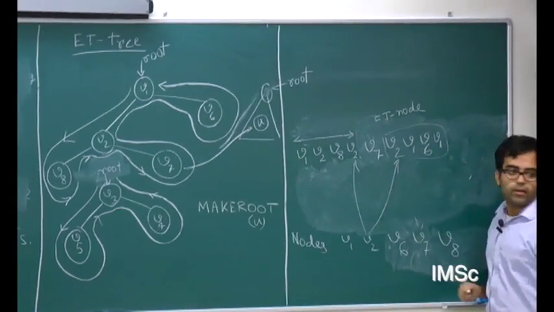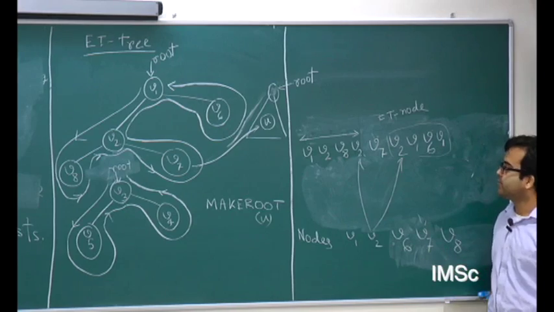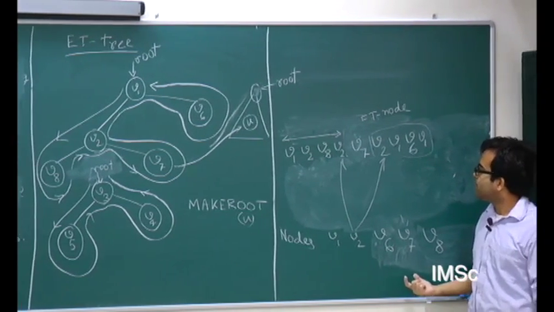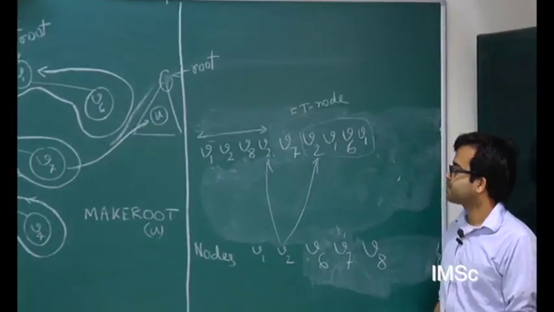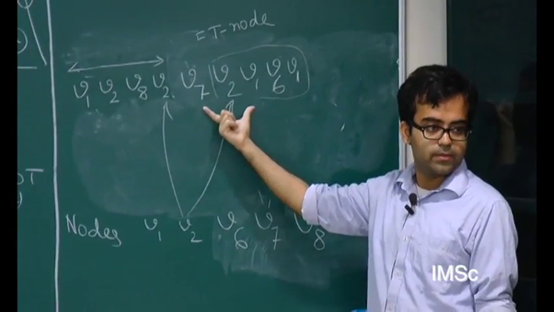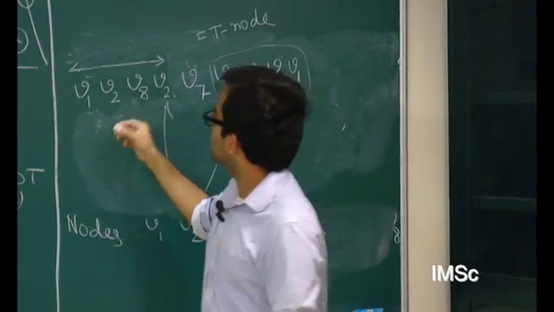So, we are given an Euler tour. It is rooted at V1, and now we say that we need to make V2 the new root. Then what will happen? Say we pick an occurrence of V2. The first and last occurrence we know, they are here. Pick the first occurrence.